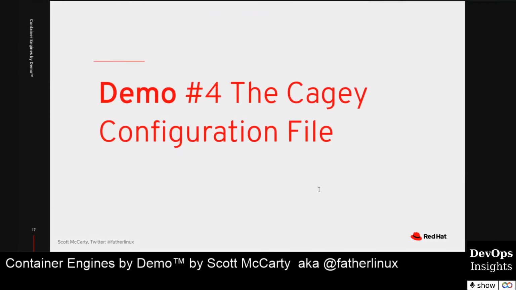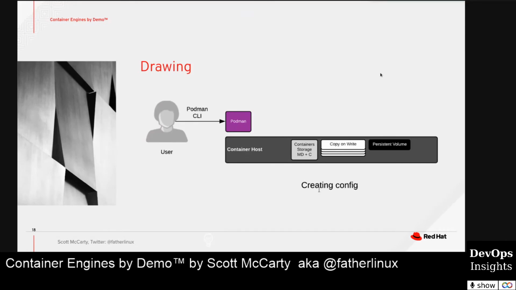All right, so let's go on to the configuration file that gets created. Again, I mentioned here, we've got some metadata storage. We've got our copy on write layer created. And now we're going to create a config file. So I say metadata plus the config. That's what the +C means.